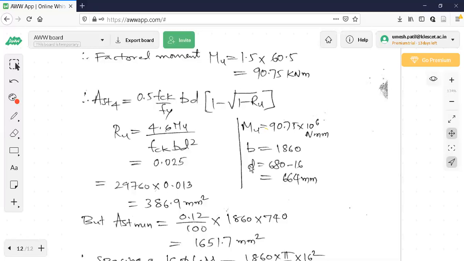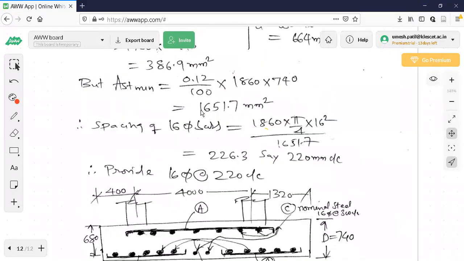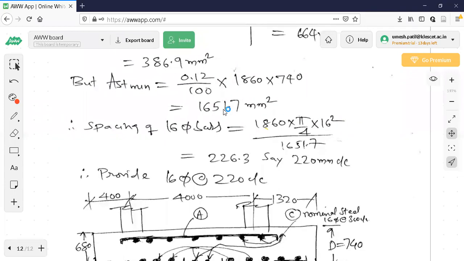It is going to take a lot of time. If you don't know how to use SP16, I'll explain that one to calculate AST values. Okay, so AST minimum is this one. I'm going to use this number.